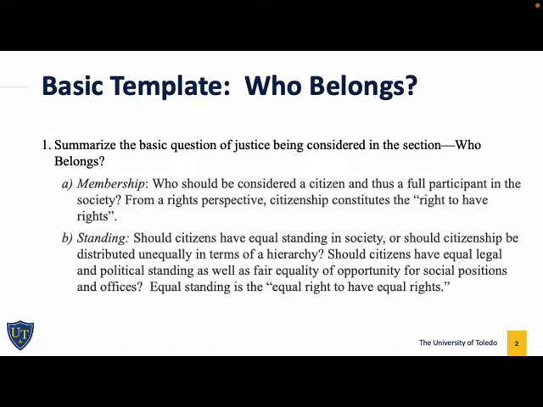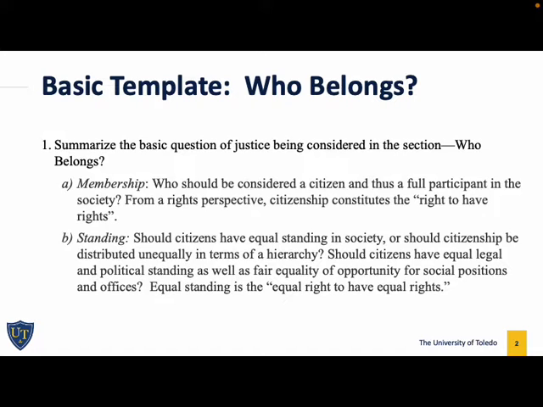Backing up to the basic question of who belongs. This question has to do with membership. Who should be a member, and on what grounds should membership be granted to a person? Membership also is, we could use the word citizen. Who should be a citizen of a country? And this is a very, very important consideration, a very basic question of justice, because who is granted citizenship determines who has rights in that society.